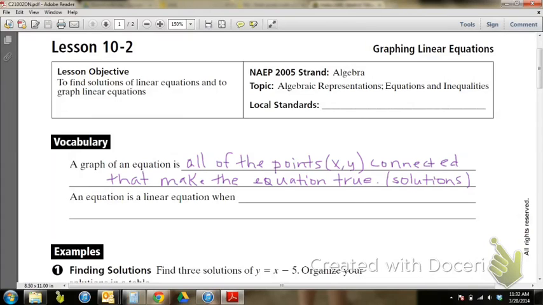Okay, and an equation is a linear equation when the points connect to make a straight line. Oops. Line, linear. It has the word line right in it. So that's all linear means. It makes a line. I don't like how that looks. That's better. Okay, so now we're only going to do part of this.